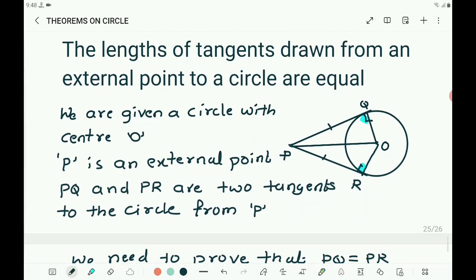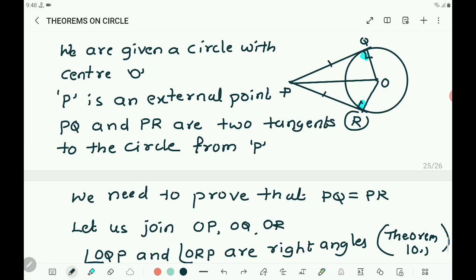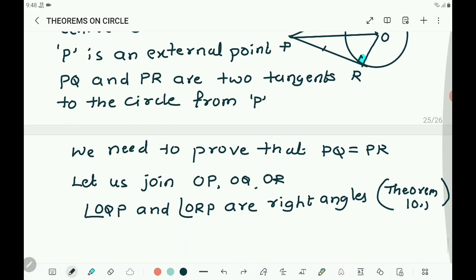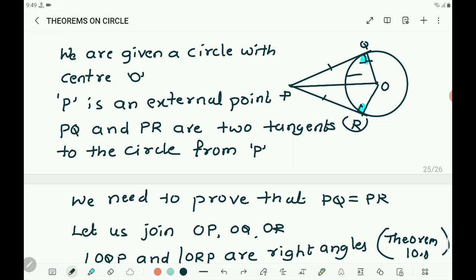Here R is a point of contact and Q is a point of contact. So the radius drawn through the point of contact is perpendicular to the tangents. Therefore here, according to theorem 10.1, OQP and ORP are right angles. Now you take the triangle. Take triangle OQP and triangle ORP and prove that they are congruent triangles.